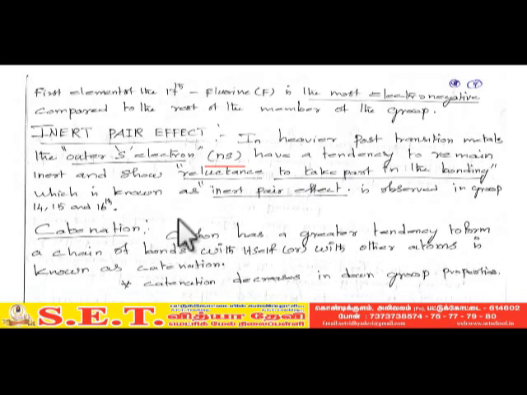I say to you, catenation means carbon has a tendency to form a chain of bonding with itself or with other atoms, which is known as catenation.